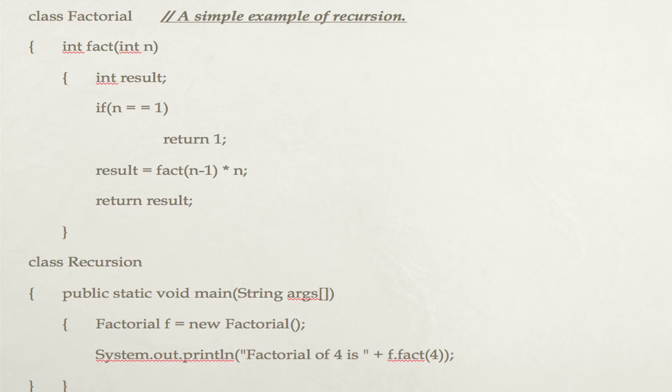So this 4 will be transferred to n. Again, due to this recursion, 4 minus 1 is 3, so 3 will be transferred here, and in the same way it will execute recursively one by one. So this is the example of recursion.